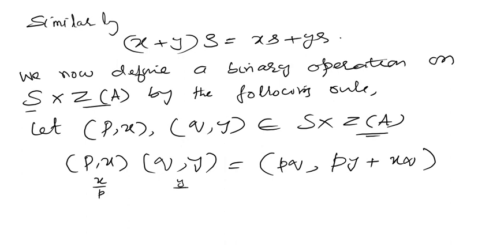Then let's do addition. So what's the addition? It's here p y plus x q. Okay, p y plus x q divided by pq. Or you can say x q plus p y. That's also correct because Z is commutative. It's x over p plus y over q.